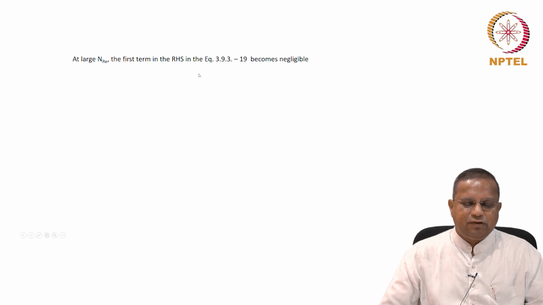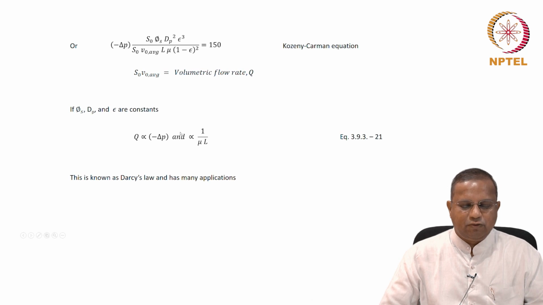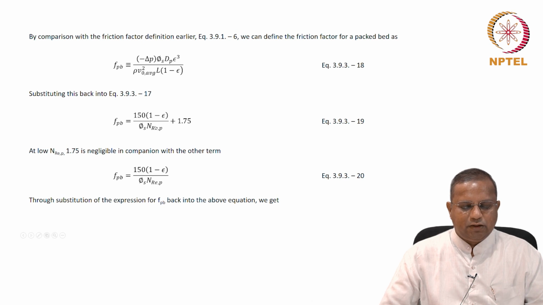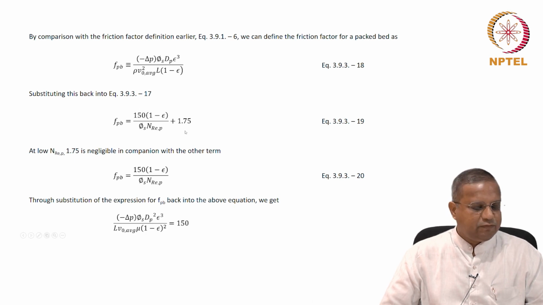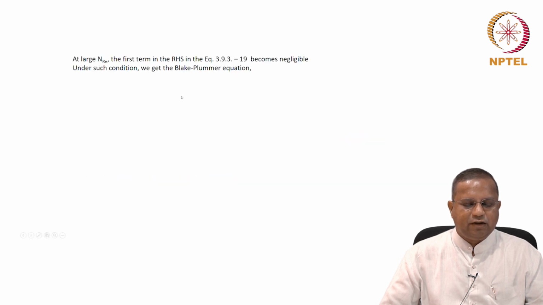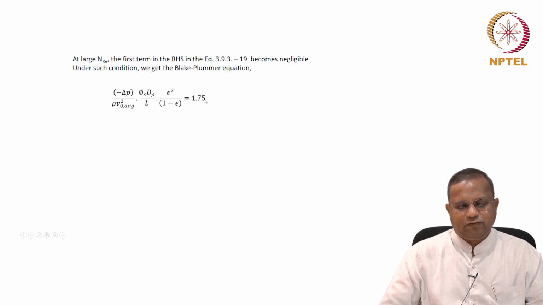At large Reynolds numbers, the first term in the right hand side of 3.9.3-19 becomes negligible. At large Reynolds numbers, you have Reynolds number in the denominator, therefore this term becomes negligible compared to 1.75, and therefore the friction factor of the packed bed at large Reynolds number equals 1.75, which is called the Burke-Plummer equation. Just expanded, you get equal to 1.75. 3.9.3-22.